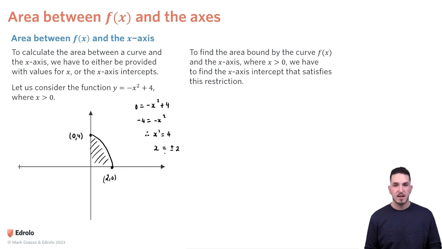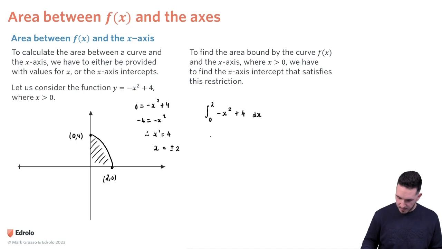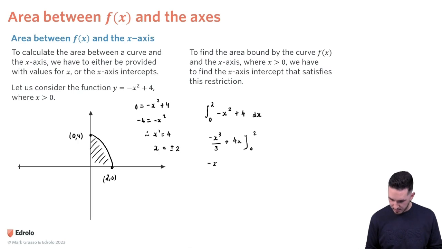So how do we find this area? We can now set up our definite integral. So we're going to have the integral from 0 to 2 of negative x squared plus 4 dx. If we want, we can evaluate it. So why not? Let's take the integral. We're going to have negative x cubed on 3 plus 4x between 0 and 2. Substitute in, we're going to have negative 2 cubed on 3 plus 4 times 2.